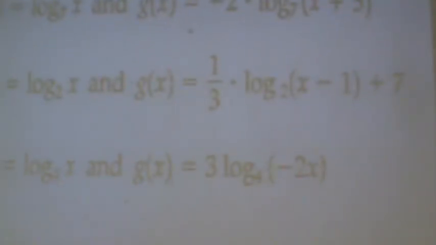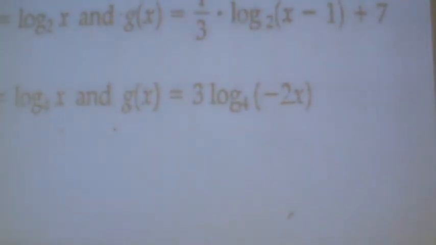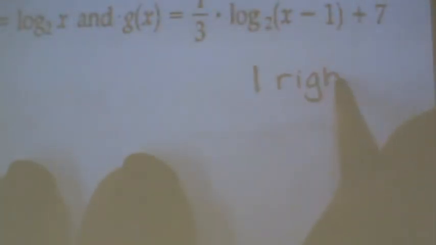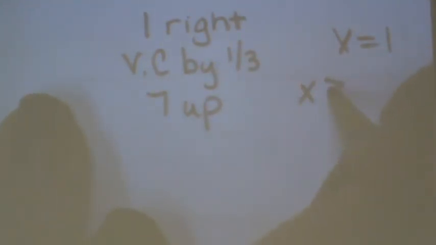71. Tell me the transformations. Start with where? Right here. What's your transformation? It's to the right 1. Okay, so we're going to say 1 unit to the right, vertical compression by 1/3, and 7 up. Now, can you tell me, this is going to be an asymptote. X equals 1 is an asymptote, so what's your domain going to be? X is going to be greater than 1, and your range is going to be all real numbers. Yay.